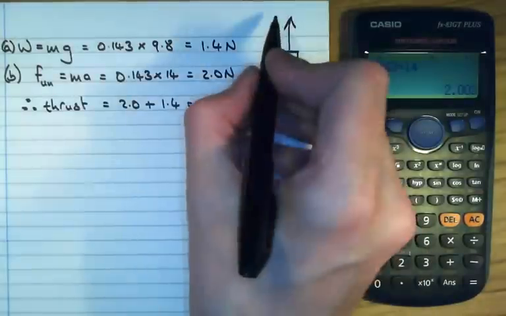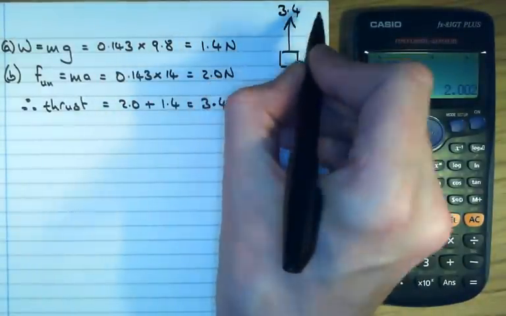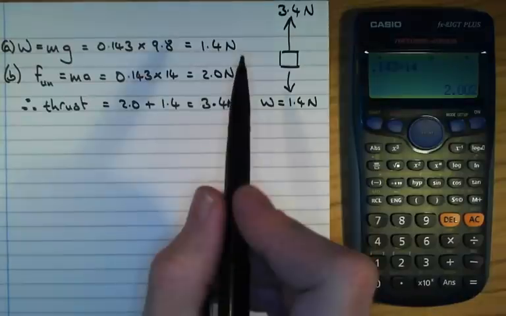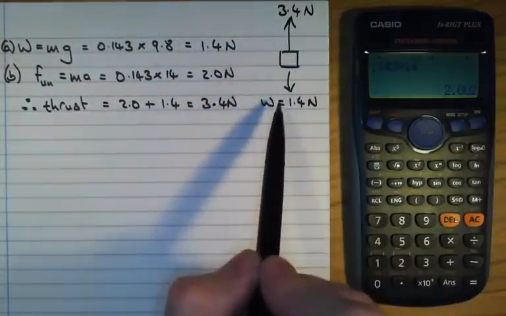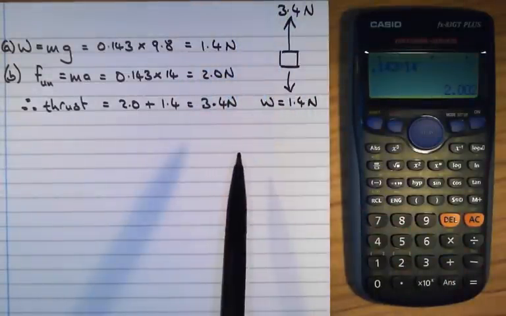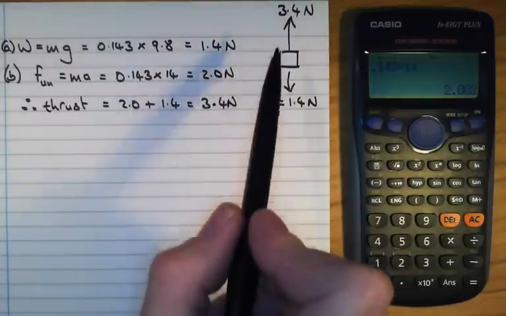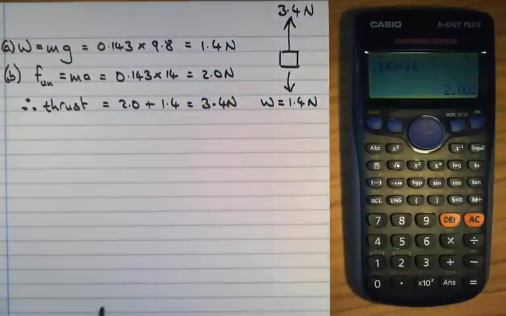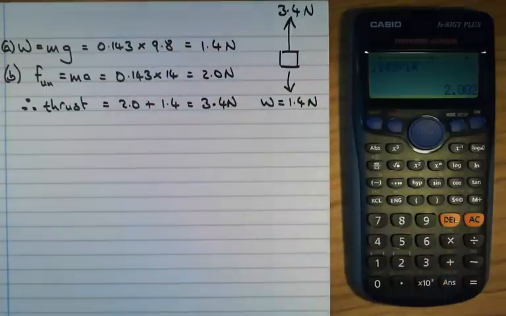And if you imagine, of course, that the thrust was 3.4, it would be far easier if you were asked in a question like this to calculate the unbalanced force. So if you were told the thrust was 3.4, weight was 1.4, it would be very simple for you to then say that the unbalanced force is 3.4 minus 1.4, which is 2 newtons. We're just doing the same process, but in the opposite order.